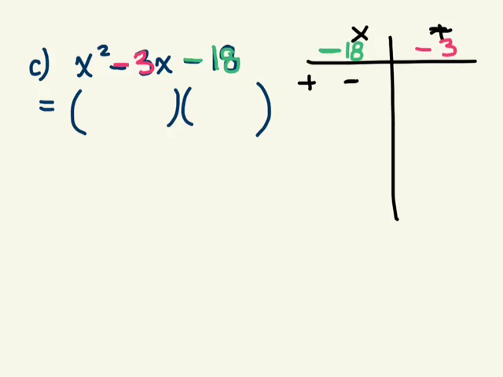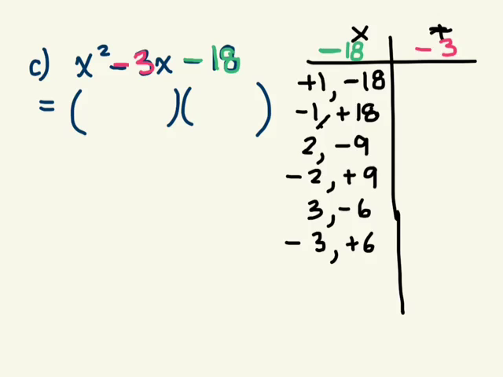So factors of 18. Let's start with 1. 1 and 18. Or negative 1 and positive 18, right? Either one. What else? Okay, so once you list all the factors, we want to see which one adds up to negative 3. What's 1 plus a negative 18? Is it negative 3? No, that one doesn't work.